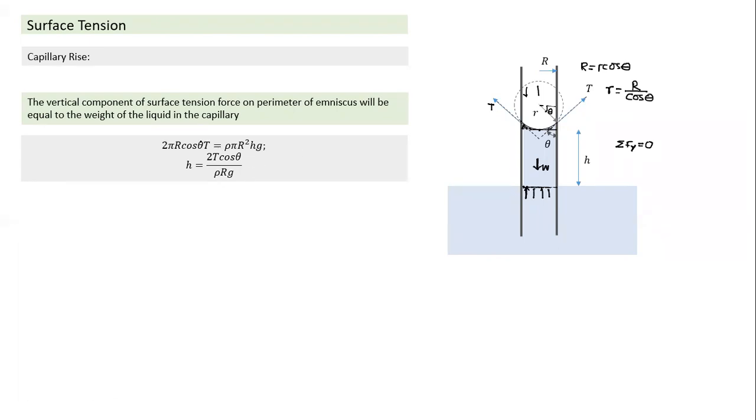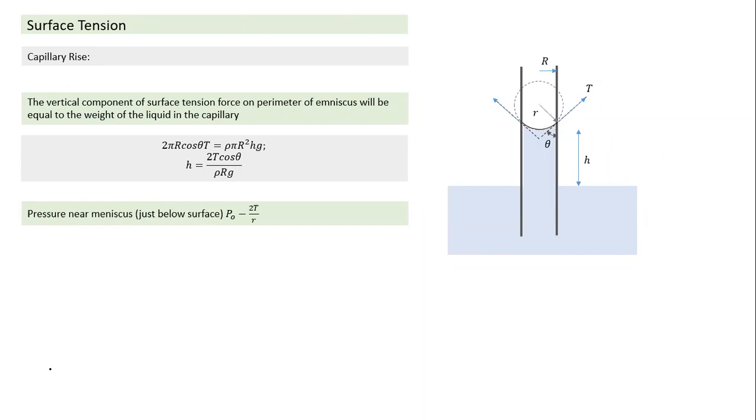Very simple formula, and I don't advise you to memorize it. If you understand this part, it's extremely easy to write. Simply, I have written: vertical component of surface tension force is equal to weight of liquid in the capillary column. And there's another way also to calculate. What is the other way? Let's do that part also. There's a second way to calculate.